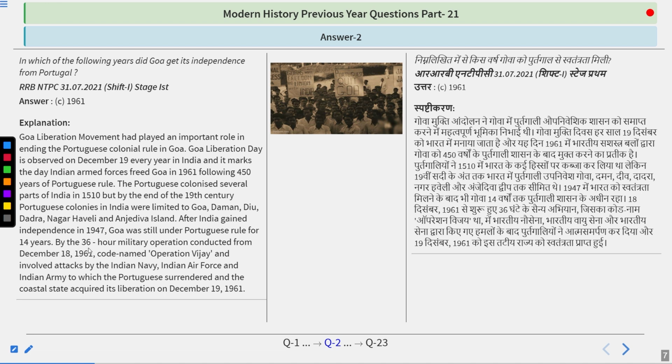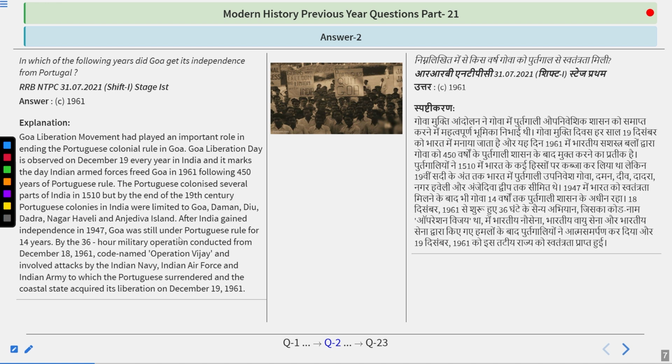A 36-hour military operation conducted from 18 December 1961, codenamed Operation Vijay. Remember the name of the operation: Operation Vijay. It involved attacks by the Indian Navy, Indian Air Force and Indian Army, to which the Portuguese surrendered, and the coastal state acquired its liberation on 19 December 1961. So do remember the answer is 1961.